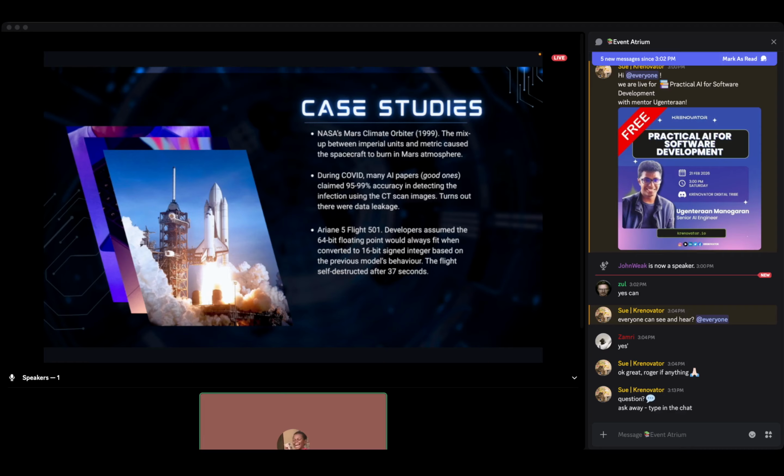So that was the first case study, and the second one is my favorite one because it happened during my time. Now during COVID, there were so many different papers that came out, and bear in mind, these are all from prestigious universities like Oxford. Some of them were from MIT, and I've also seen some from Meta, a few very named companies, right? So they all came out with these papers saying that they have this AI that could detect COVID infection by just looking at a CT scan image. And then it turns out there was data leakage.